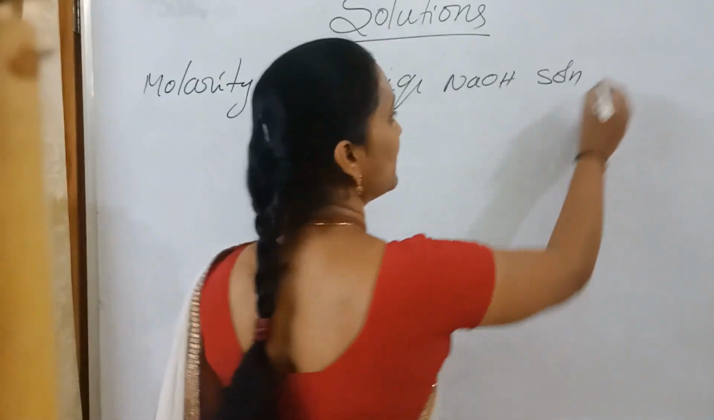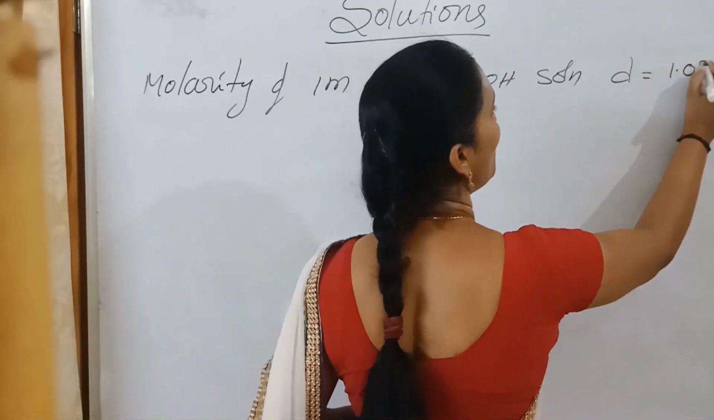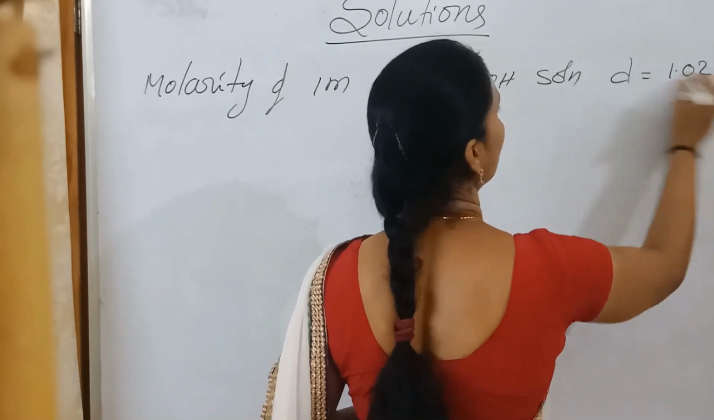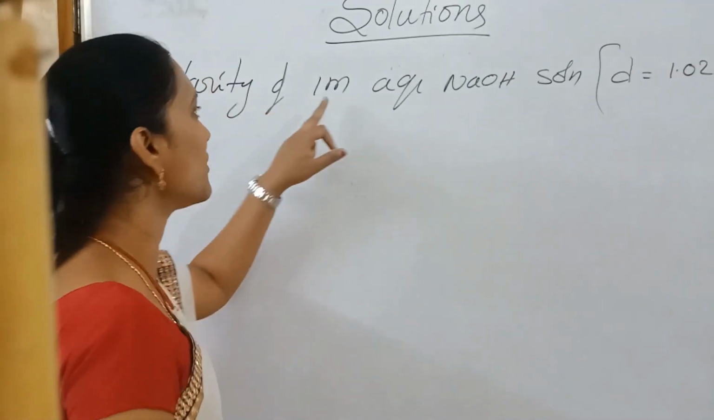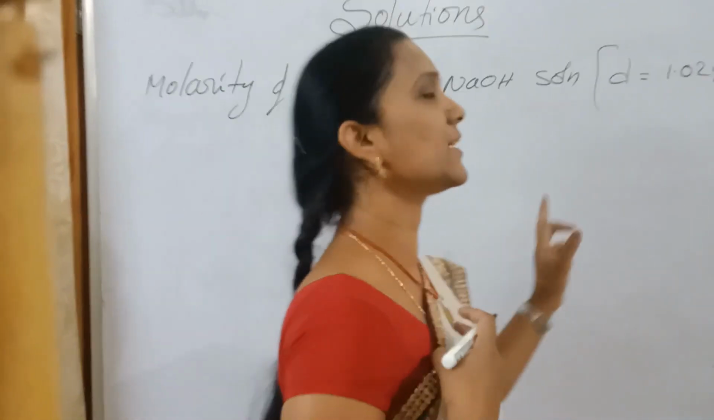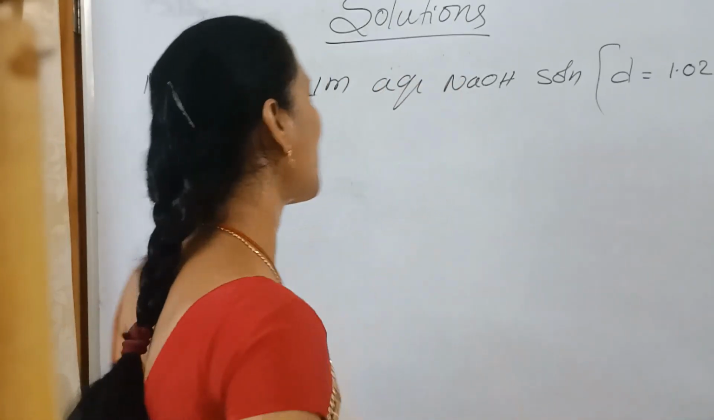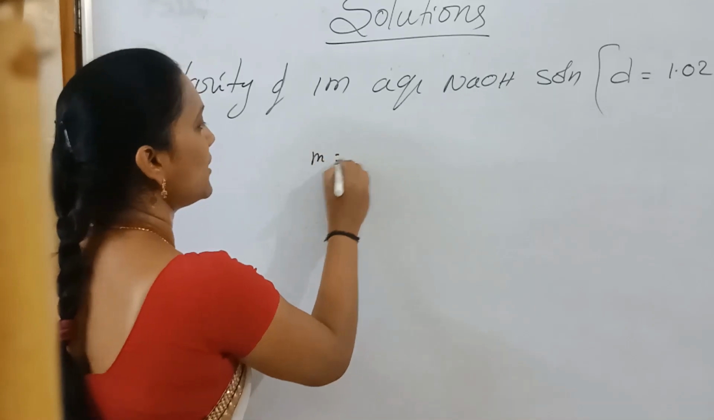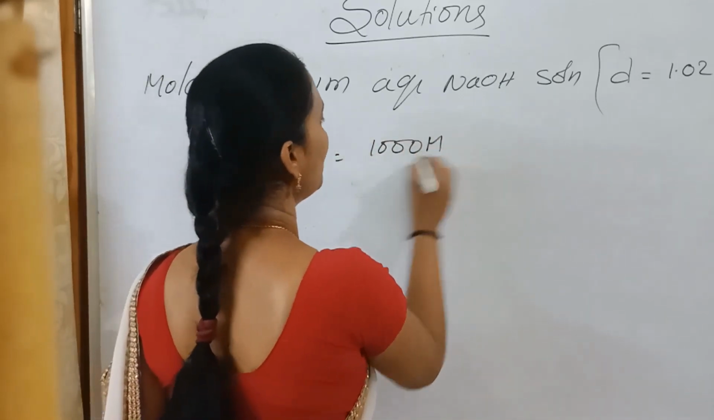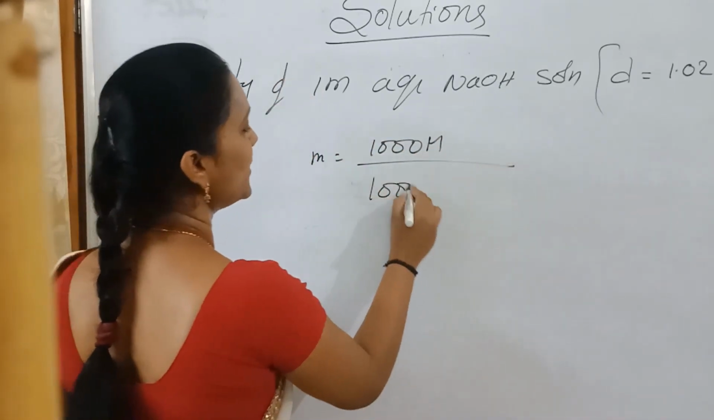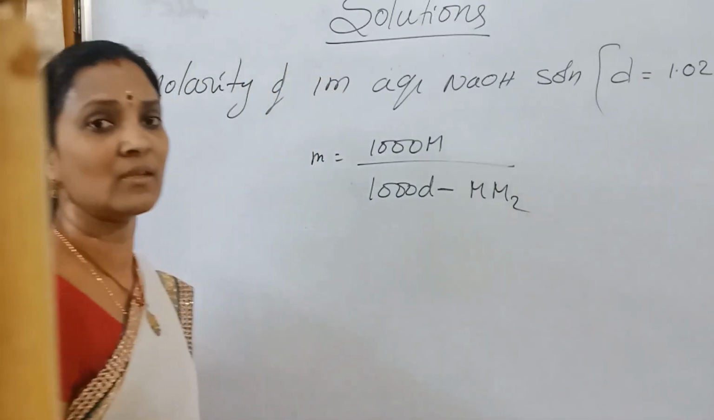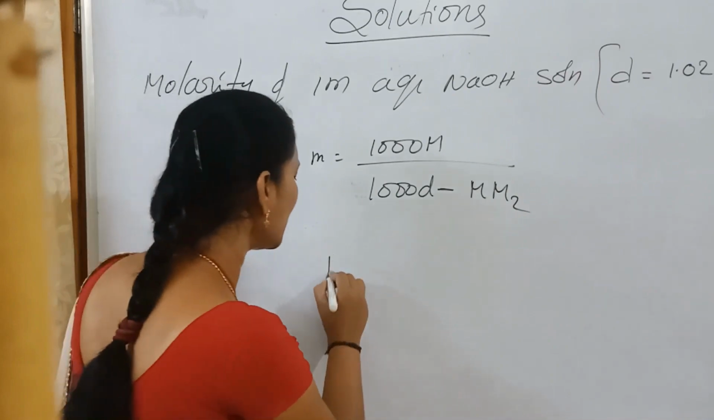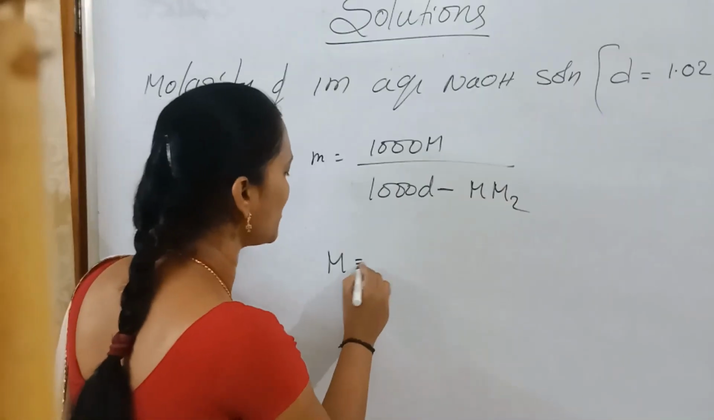Density of solution is 1.02 gram per ml. So molality is given, molarity they are asking, density also given. So what is the formula? Molarity is equal to 1000 into m by 1000 into density minus m into M2. Yes or no? After simplification, what did we get?